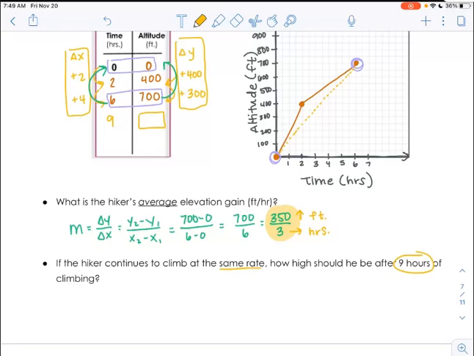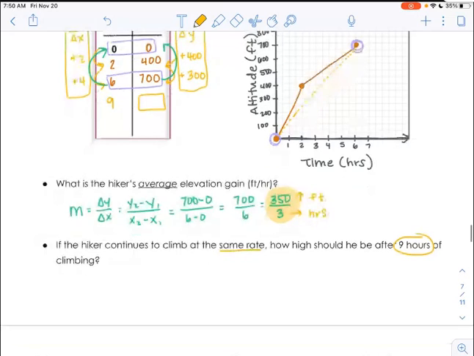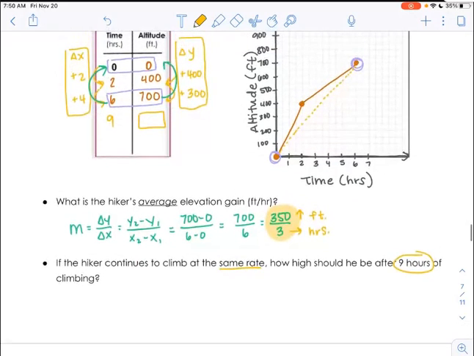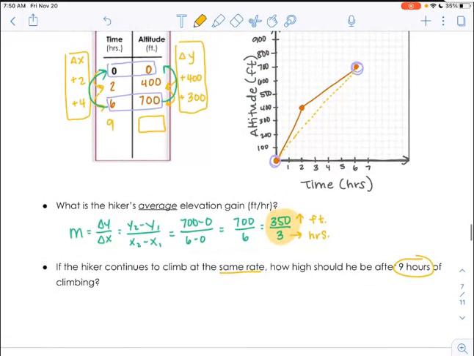Well, we have inconsistent rate, but that's why it said use the same rate. So we're going to use this rate of 350 over 3. So my change here, getting from 6 to 9, how many hours is that? That is a plus 3. So we know that every 3 hours he's increasing 350 feet. So from that ending point, 700, I can just add 350.